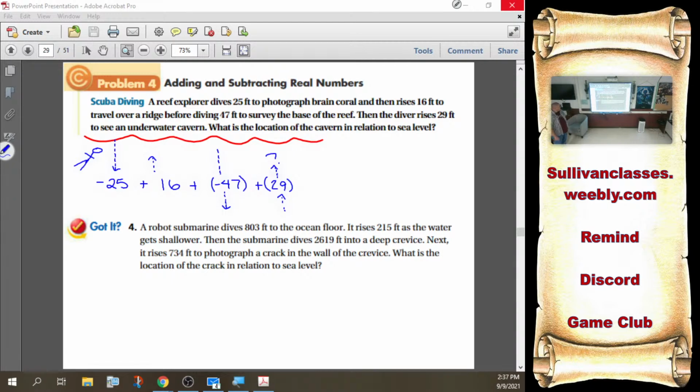So, whew, which one, what do I do first? Well, I like that. Here, I was just going to roll along through here and say, well, negative 25 plus 16. I'd get my negative 9. Then I would add it to negative 4. I was going to do that. But then along comes Heath and says, how about I group the negatives together? Can you do that? Because it's not subtraction. Subtraction isn't commutative, but addition is. I can now regroup this and say that's a negative 25 plus a negative 47 plus a 16 plus 29.